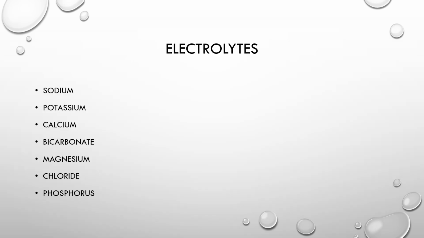Okay, so I'm going to talk about our electrolytes and what they do. So we've got sodium, potassium, calcium, bicarbonate, chloride, phosphorus. When you have a basic metabolic panel, we don't have all of these electrolytes. This would be in a complete metabolic panel ordered by your doctor.